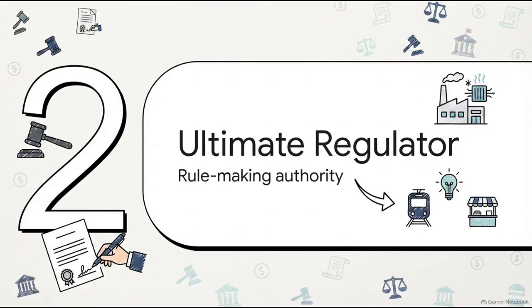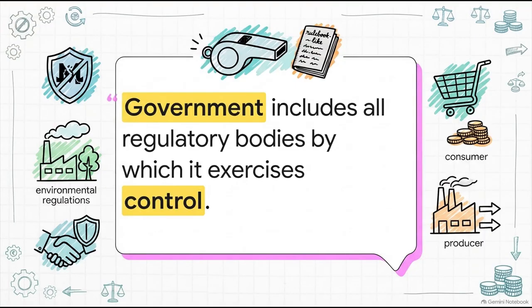Let's move to Section 2, Government, the ultimate regulator. Now, what's really interesting here is that the government isn't just another player participating in the game, it's literally the referee that writes the rule book. The fundamental definition in our source material makes this clear. The term government encompasses all regulatory bodies used to exercise control over how households and firms behave.